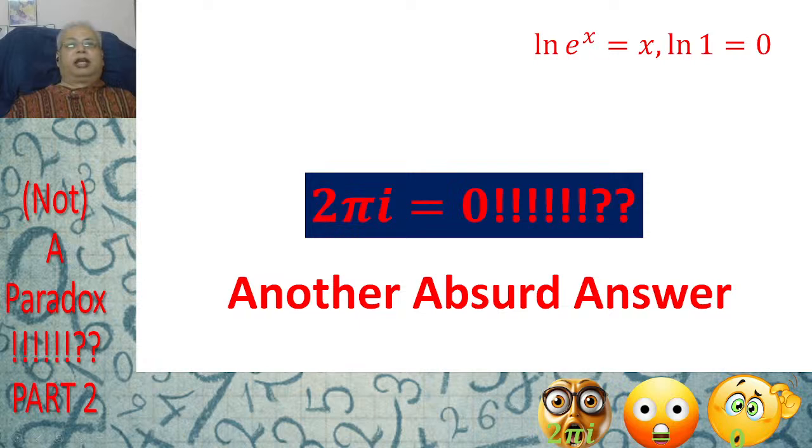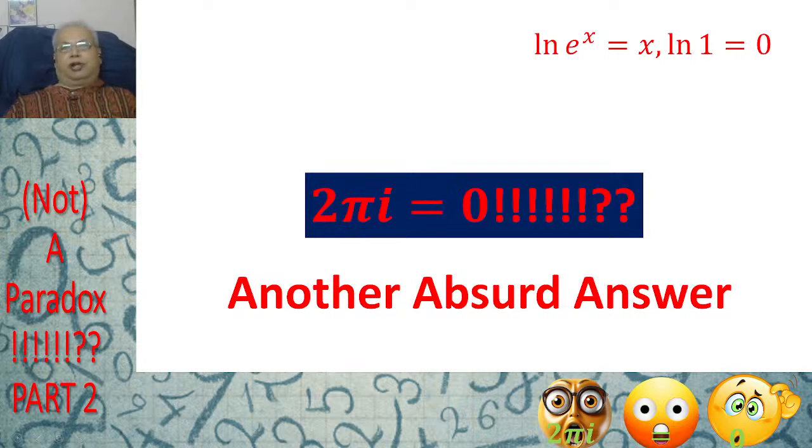Is that possible? Again, we have seen another absurd answer. As we saw one absurd answer earlier, 1 is equal to minus 1, this is again an absurd answer. But it is a paradox. Where have we made any mistake? Have we made any mistake in deriving this?